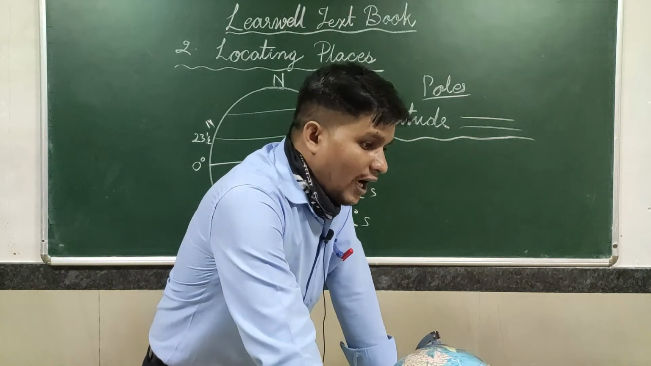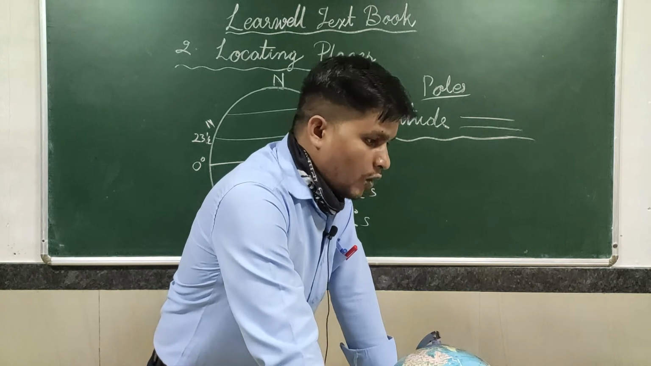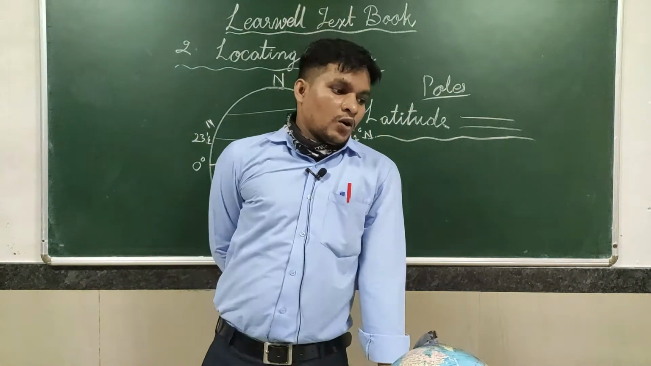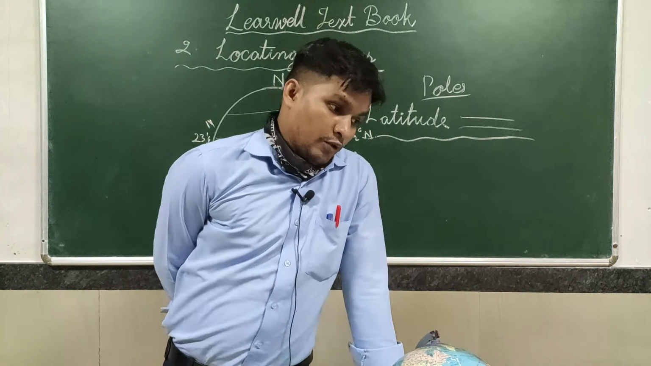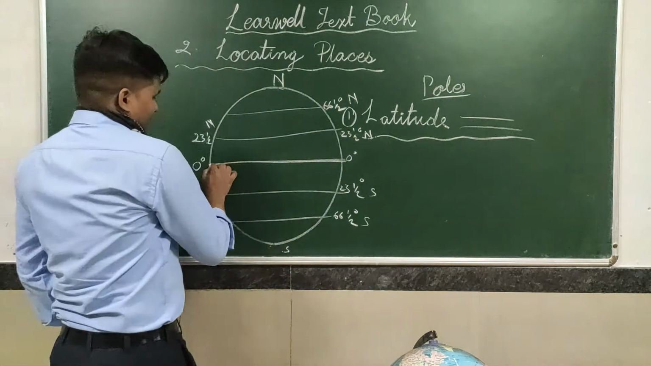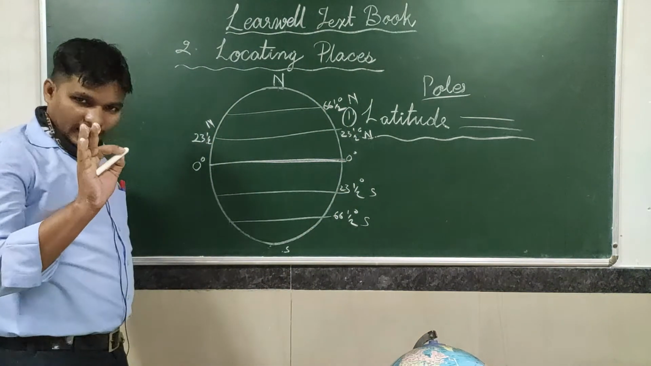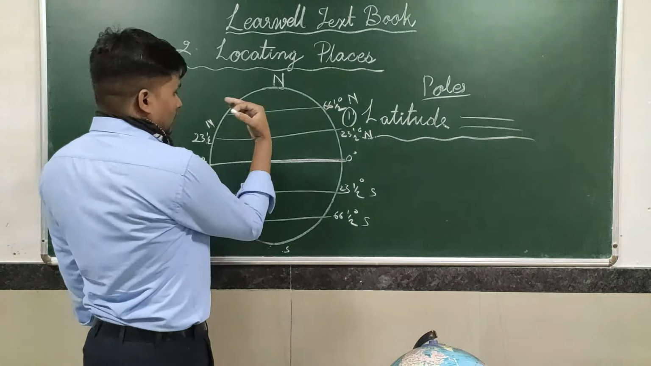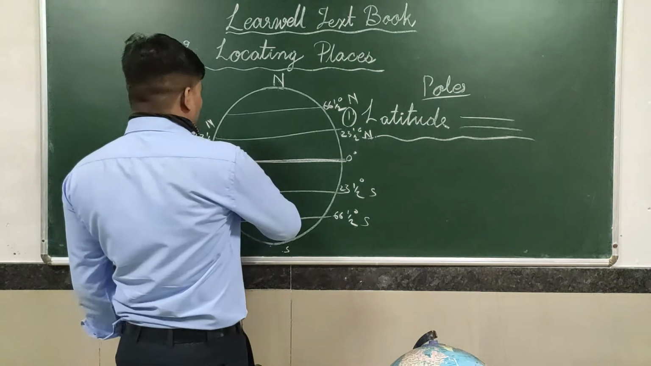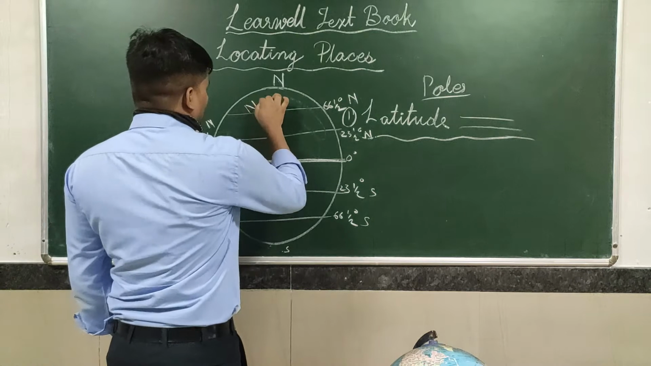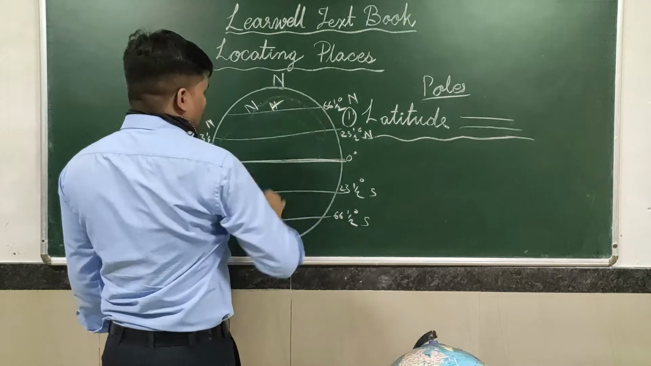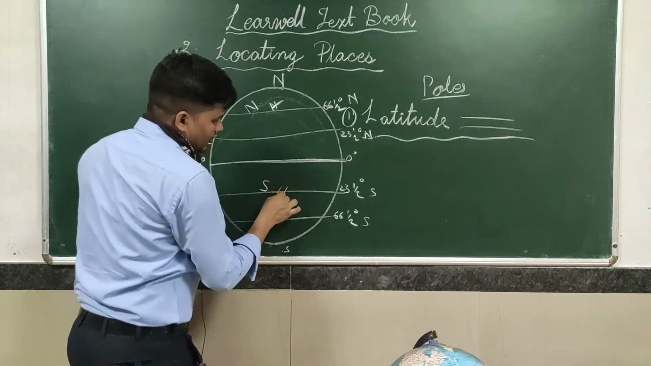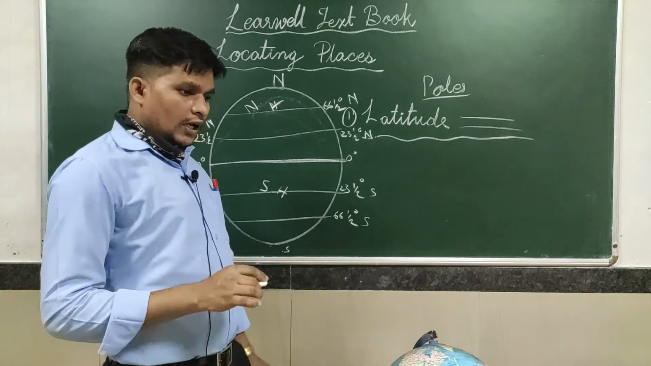Next, the part of the earth which lies north of the equator is called the Northern Hemisphere, and the part which lies south of the equator is called the Southern Hemisphere. So this is the middle part, yes or no? The half of the earth belonging to the north is called the Northern Hemisphere. The part of the south is called the Southern Hemisphere.